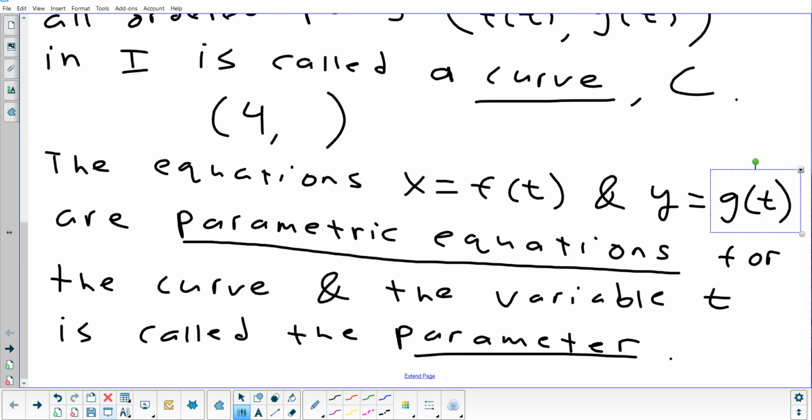And if you were going to do parametric in 3D, well, then you could have one more formula that's generating your z values. 3D parametric equations, it's not something we take a look at in this class.